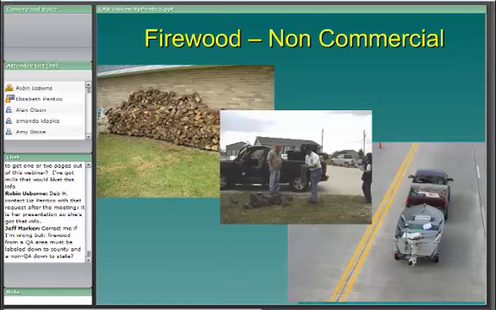The middle picture is the road leading to Cedar Point in Ohio, where a firewood operation was conducted, and we did pick up a lot of firewood on that day that was moving beyond the quarantine. And in the upper corner is just a typical stack of personal use firewood.